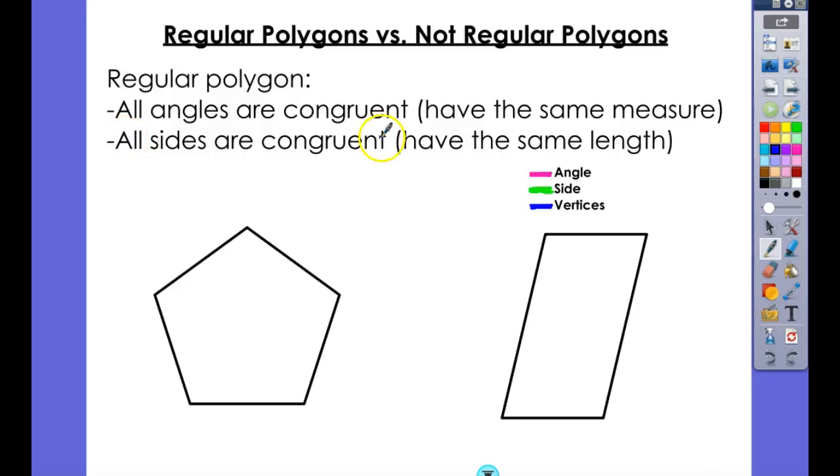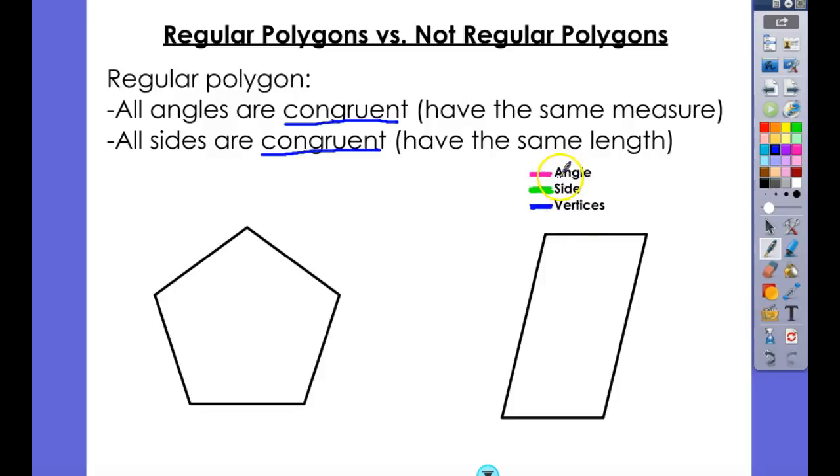Also, all sides are congruent. All the sides have the same length. The word congruent means same. So all angles are the same and all sides are the same. The way we identify that is we have symbols that we can draw onto the polygon to show if the sides and angles are congruent or not.